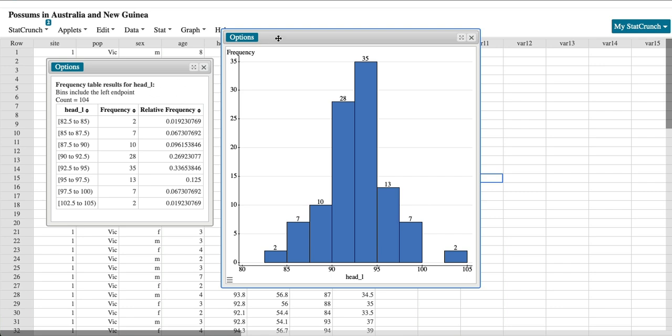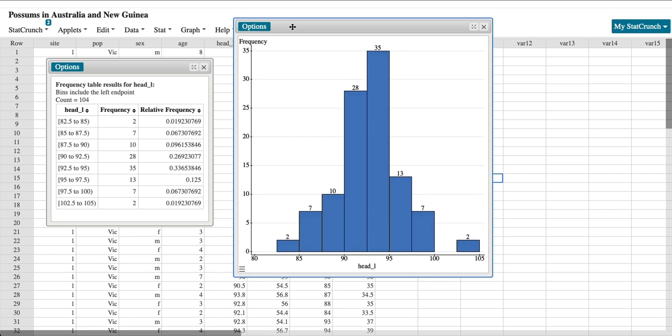So that's your introduction to how to do a frequency table and histogram in StatCrunch with just a set of data.